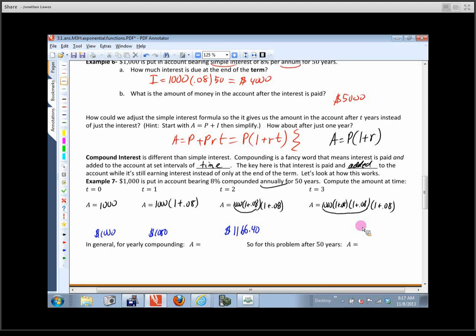So here's Noah's suggestion. This is a little bit silly to continue writing this out like this, okay? So how about we write this as 1,000 and 1 plus 0.08 raised to the third? And how about we write this as 1,000, 1 plus 0.08 raised to the second. And this would be 1,000, 1 plus 0.08 raised to the first.